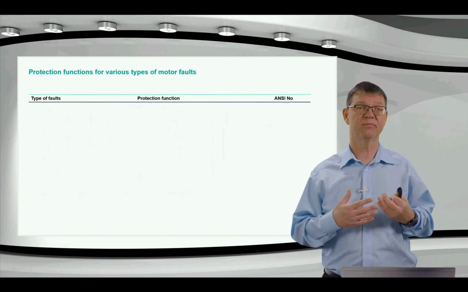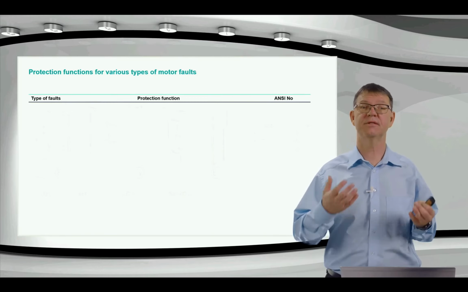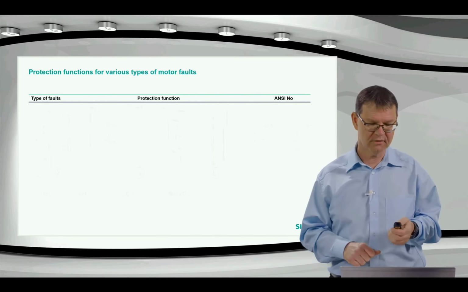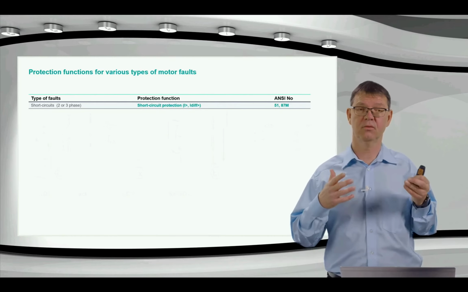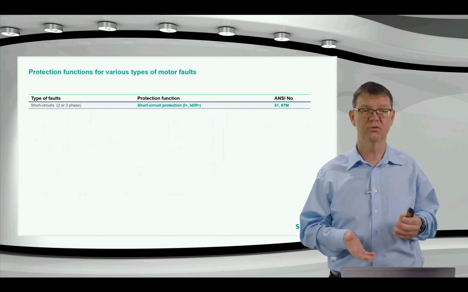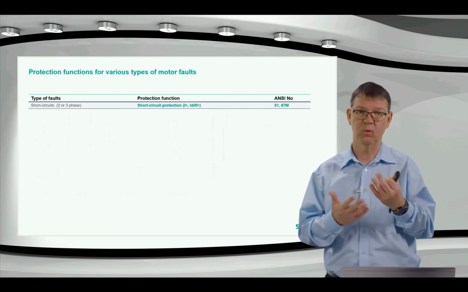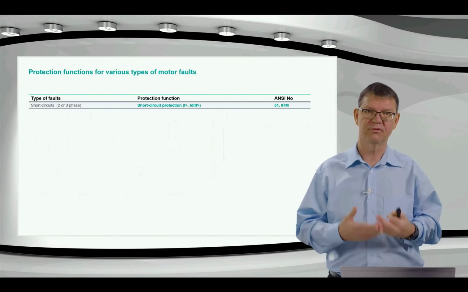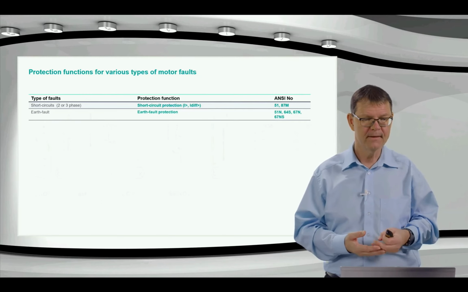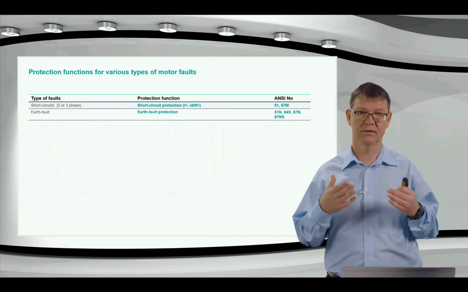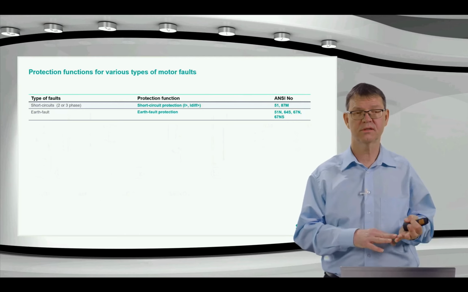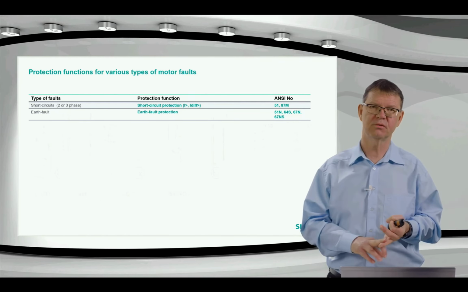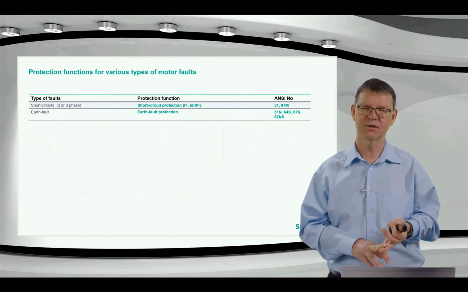Good, let's have a look at the protection functions and at the type of faults, or the other way around, type of faults and which protection functions we have for that. First, we have short circuits in the motor, 2 or 3 phase, and here we can apply an overcurrent protection function or also a differential protection. Then we have earth faults or single phase to ground faults in the motor. Here we have typical earth fault protection or ground fault protection functions.